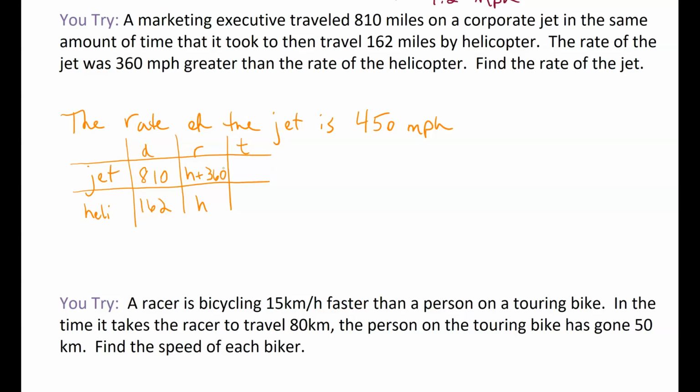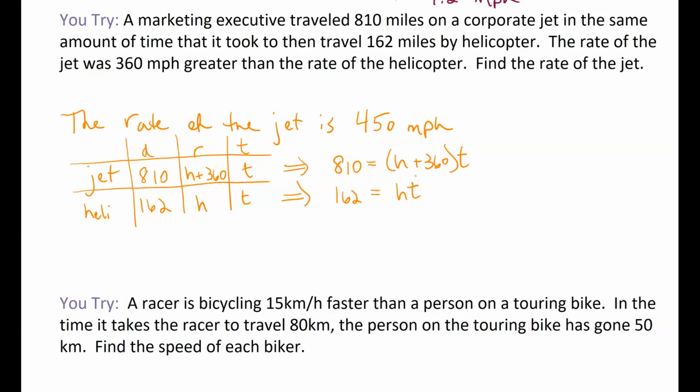And what do we know about the time? The times are the same. We don't know what the time is, but they're the same, so I'm just going to go ahead and put T. And then from here, distance equals rate times time, so 810 is equal to H plus 360 times T. And for the next one here, we get 162 is equal to H times T.